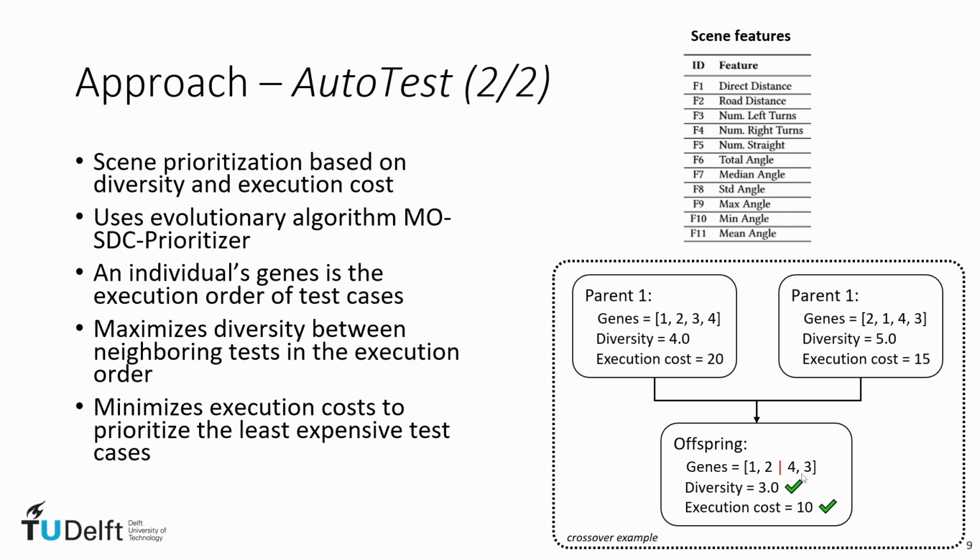And when we calculate its diversity, we actually find that it has a lower diversity. And when we calculate its execution cost, and there are metrics for this, it is also lower than its parents. So this would be an offspring that would be sort of a successful mutation.